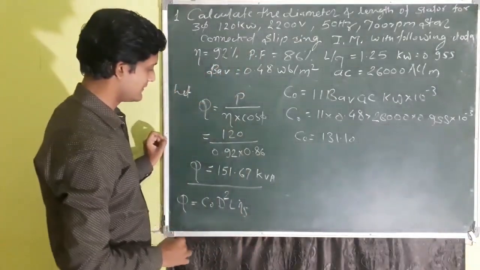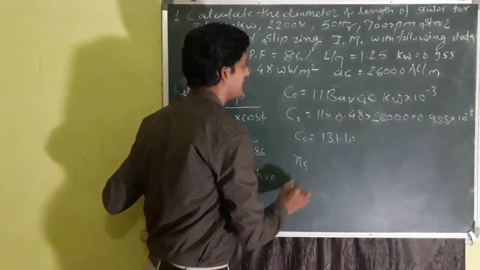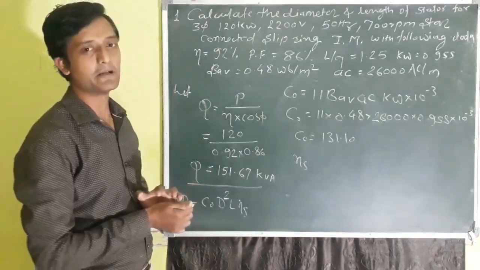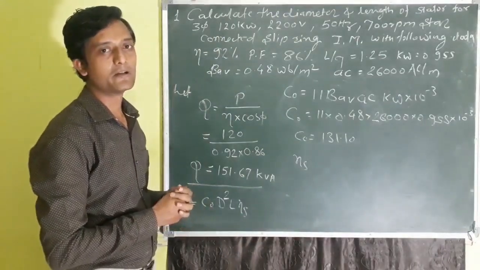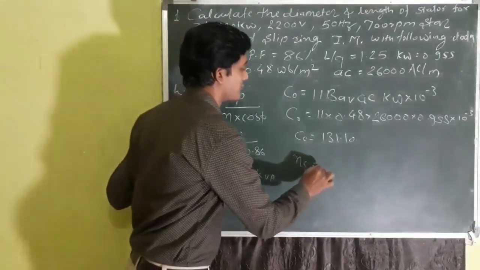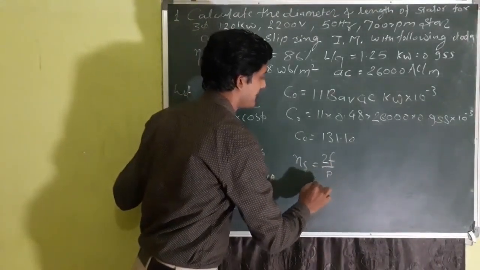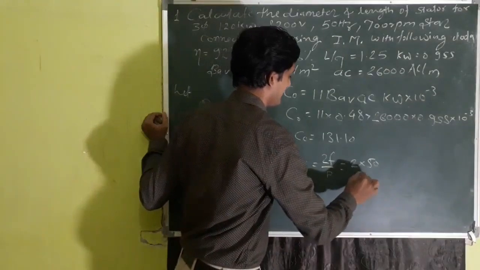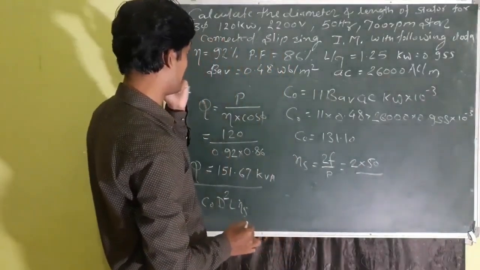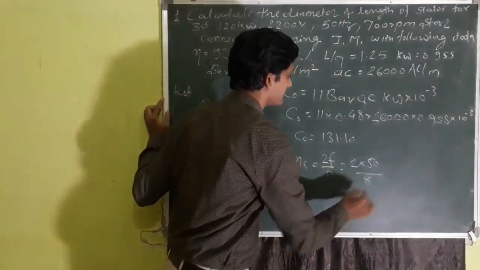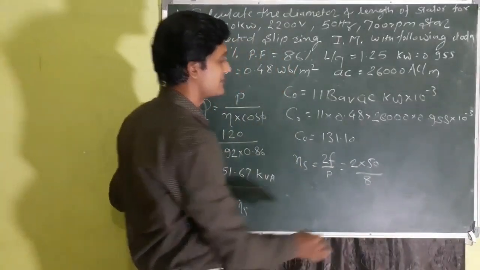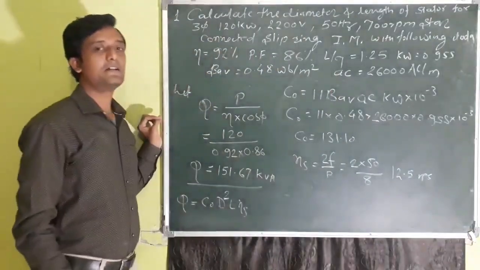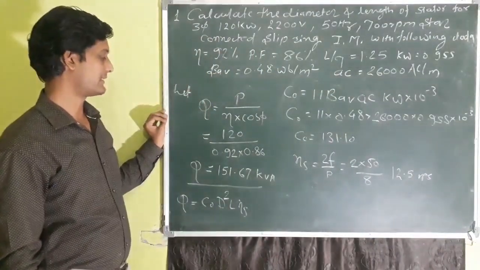The next factor is Ns. We know that the motor is 700 RPM. So what will be the number of poles? It may be an 8-pole machine. So Ns is equal to 2f by P. Substituting, 2 into 50 divided by P, where P is the number of poles, so 8-pole machine. So the value of Ns is 12.5 RPS.